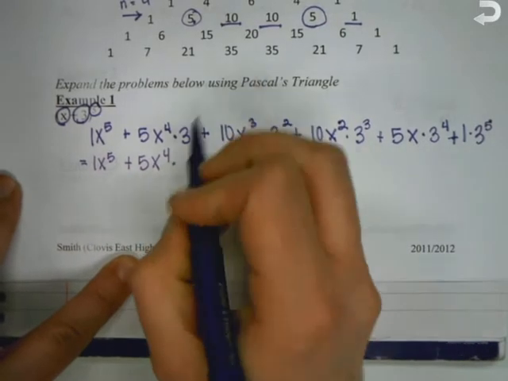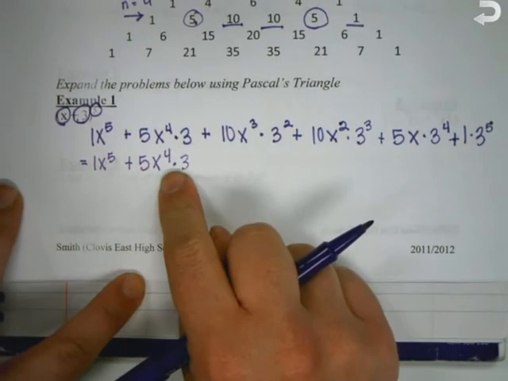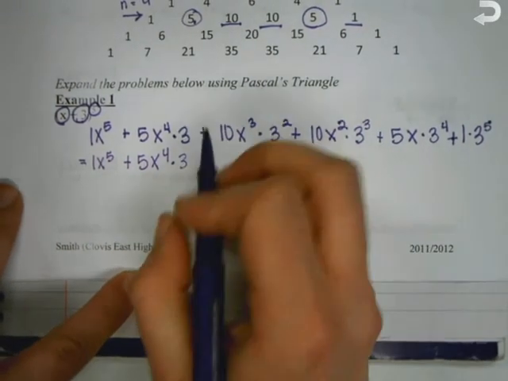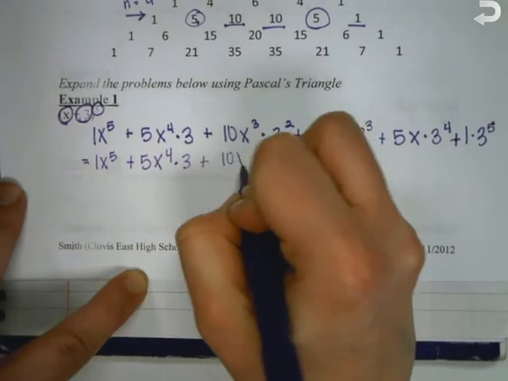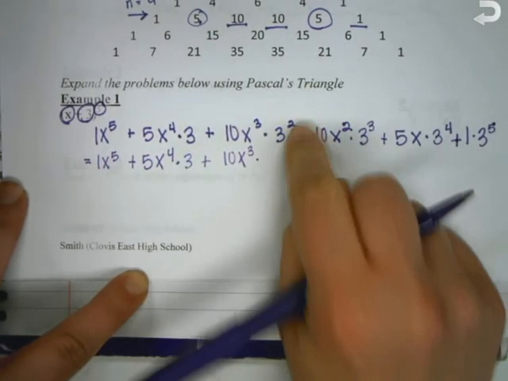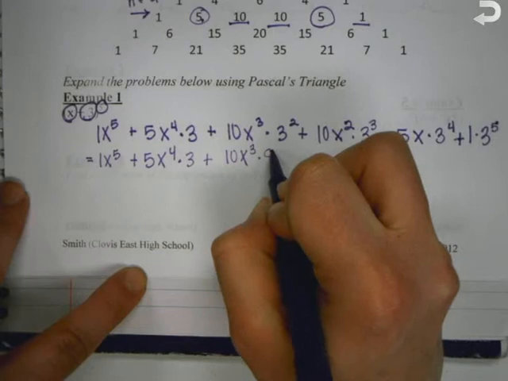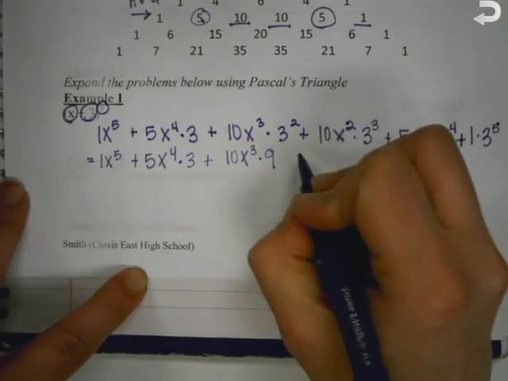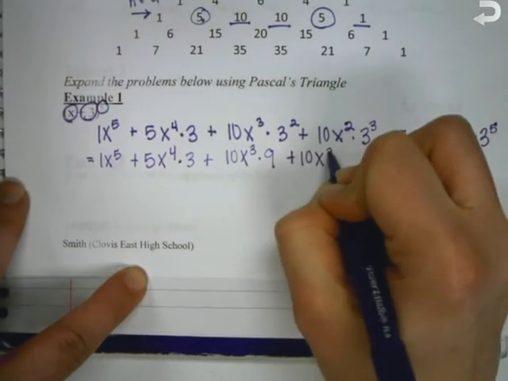Plus 10x squared times 3 to the 3rd? 27. Plus 5x times 3 to the 4th? 81. Plus 1 times, what's 3 to the 5th? Who figured that out? 243. Good.